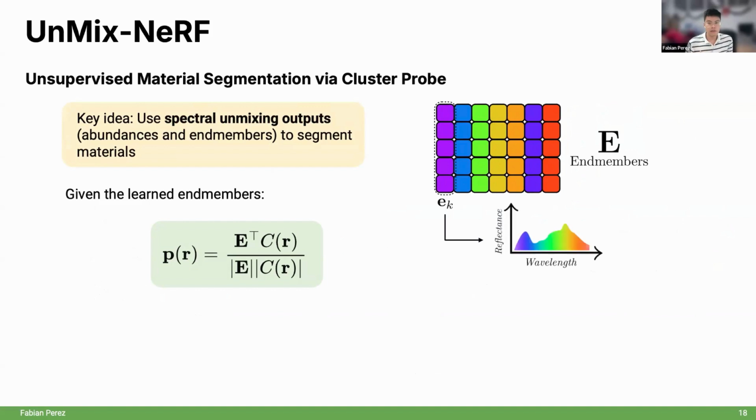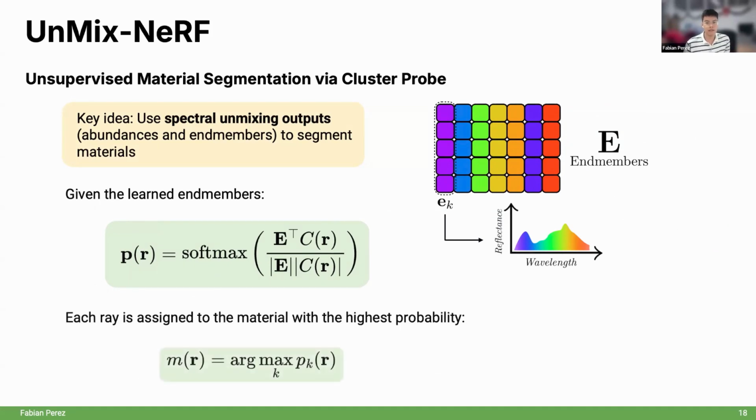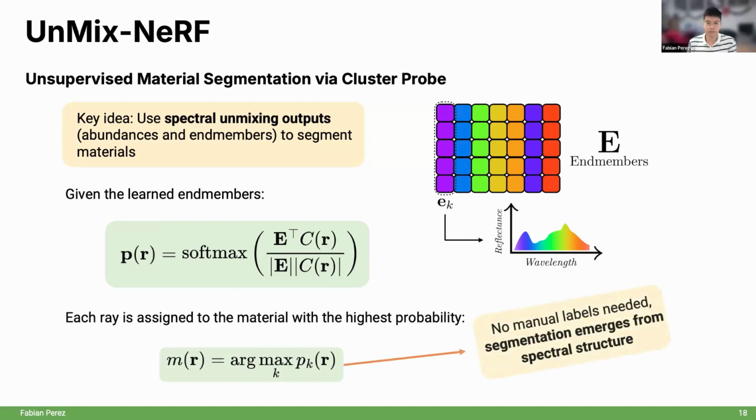Now we use the mixing components for unsupervised material segmentation. Given the learned endmember dictionary E and a rendered spectrum C of r, we compute a normalized similarity between the spectral signature and each learned endmember. Next, we apply a softmax to those normalized similarities. And finally, we pick the material with the highest probability for each ray, and that will be the material for that ray.